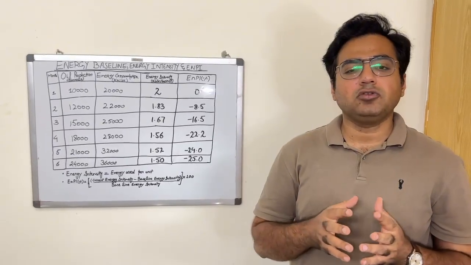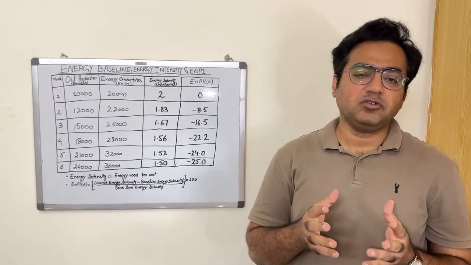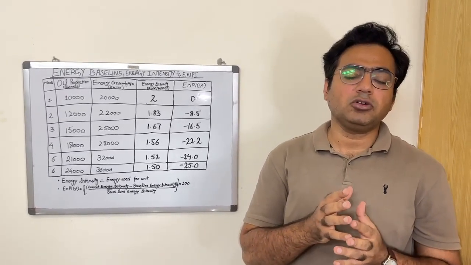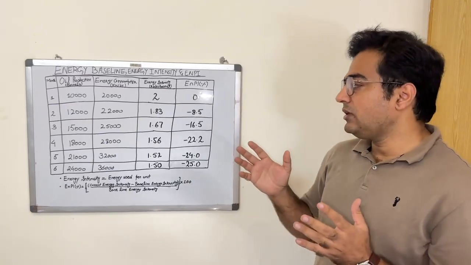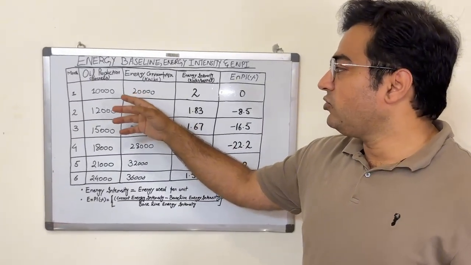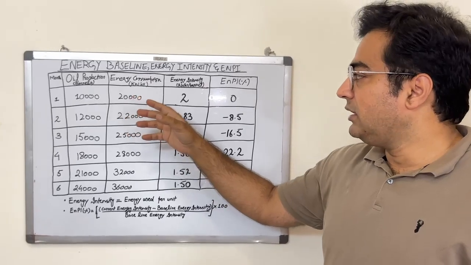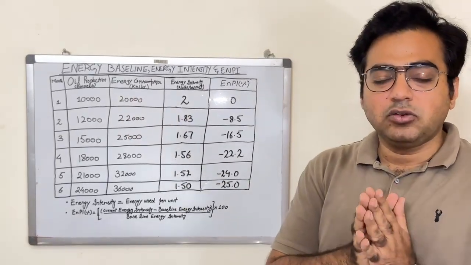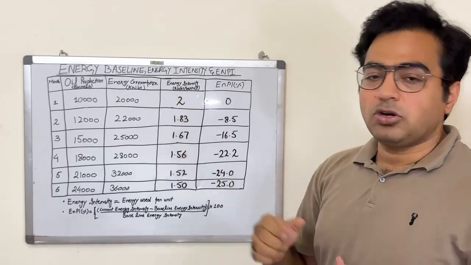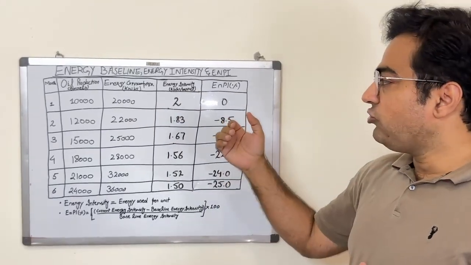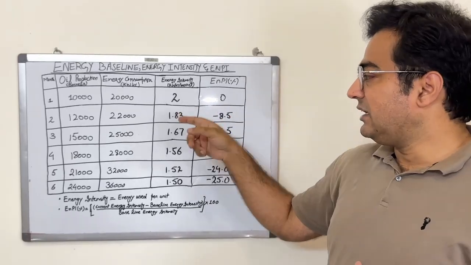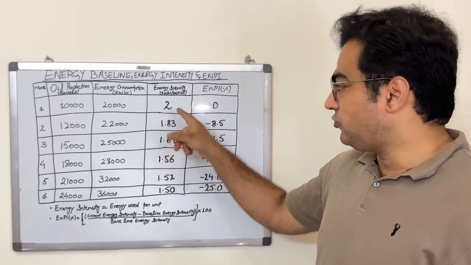Now the second concept is energy intensity. Energy intensity is the amount of energy used per unit of production. Here in this example you can see during the first month we produced 10,000 barrels of oil, and against the 10,000 barrels of oil production we used 20,000 kilowatt hours of energy. The ratio of energy consumption to oil production is the energy intensity, and the value of energy intensity here is 2.